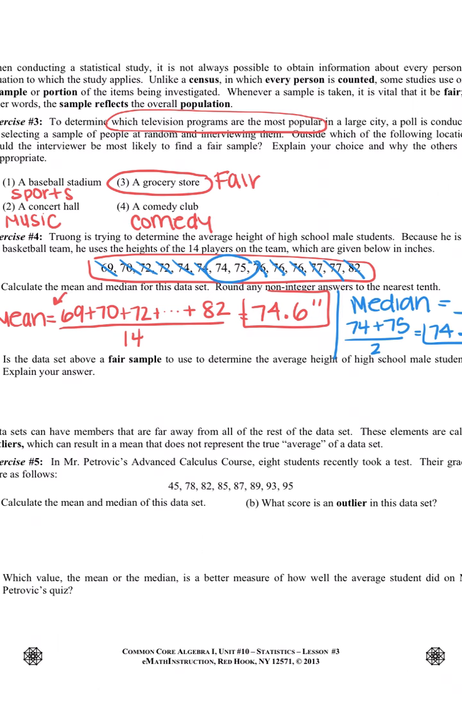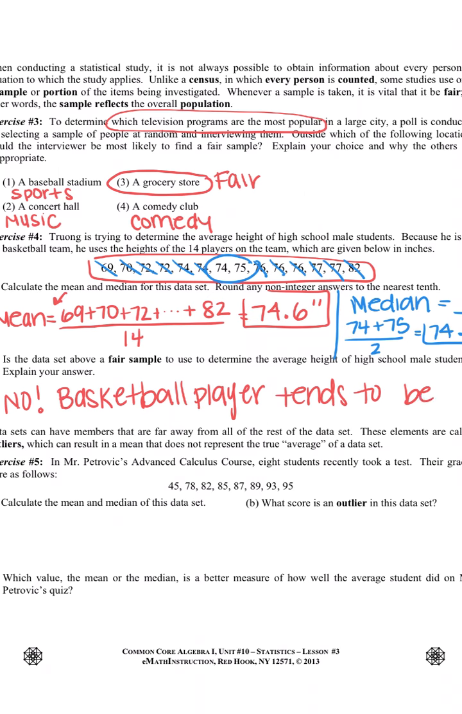All right, it says, is the data set above a fair sample to use to determine the average height of a high school male student? So I would say no, absolutely not, because a basketball player tends to be taller than most average high school students. I mean, doesn't have to be, but tends to be taller than the average male. So this is not a fair sample to use.